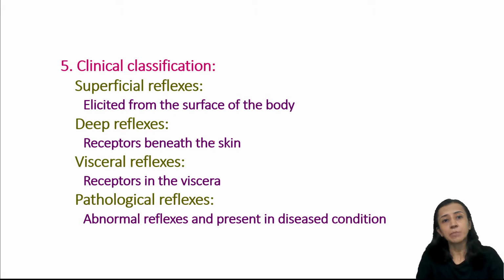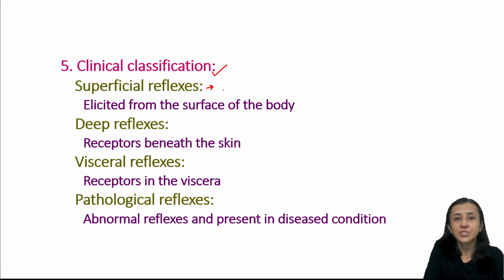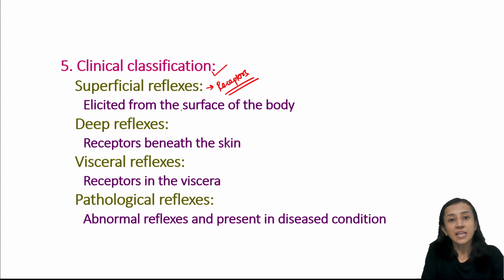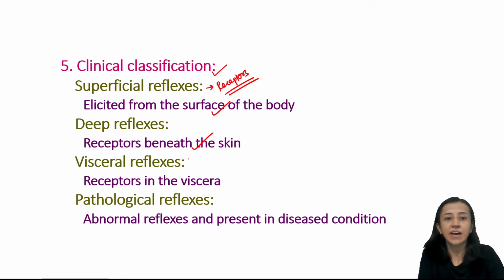Fifth classification, a very important one, that is clinical classification. According to this classification, reflexes are of four types. One, superficial reflexes. Superficial reflexes have receptors superficially. So these reflexes are initiated when we are stimulating the surface of the body. Deep reflexes have receptors just beneath the skin. Visceral reflexes have receptors present in the viscera. And pathological reflexes are not normally present. Okay, we will discuss one by one.